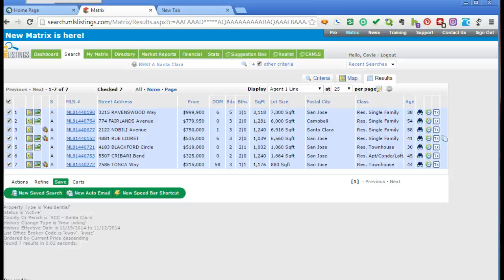It oftentimes won't have the listing agent's phone number on it because you're just sending it to yourself, and they usually send what's called the client view, which would have the listing agent's name but not the phone number.